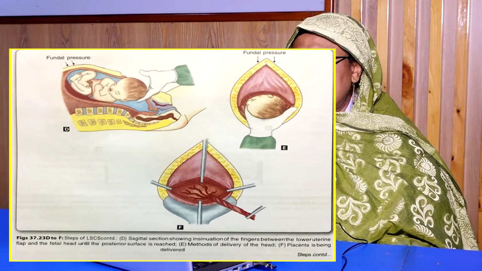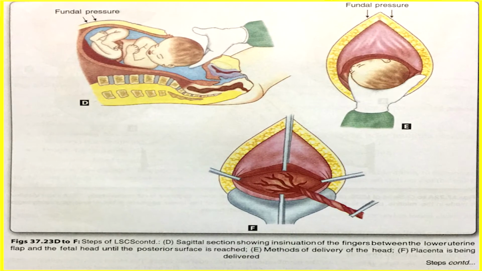Alternatively, the incision may be extended on either side using a pair of curved scissors to make it curved down about 10 cm in length, concavity directed upwards. Delivery of the head. The membranes are ruptured if still intact. The blood-mixed amniotic fluid is sucked out by continuous suction.